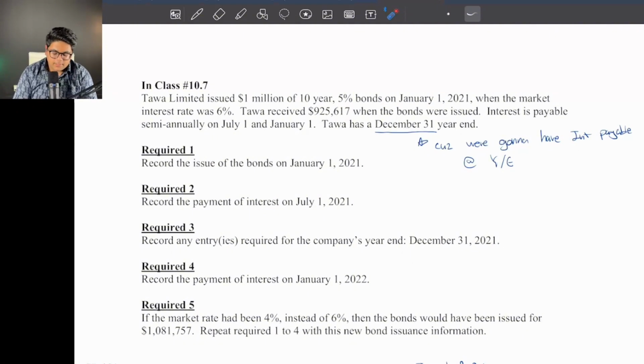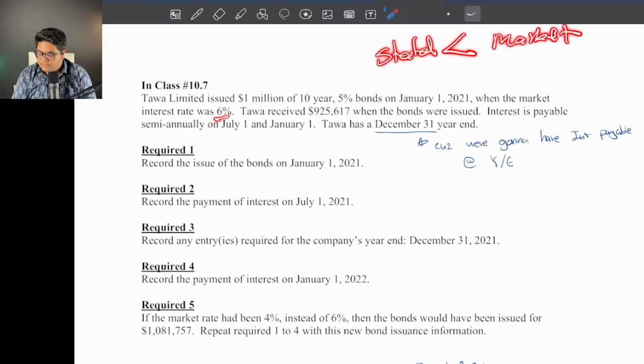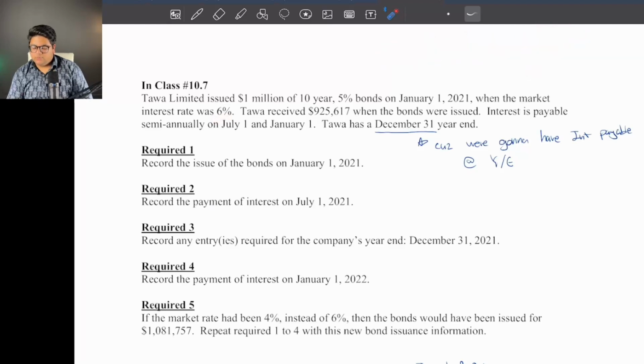So we're a company, we issue $1 million worth of bonds at 10 years and 5% on January 1st, 2021. The market rate is 6%. So stated is less than market. Customers could get more in the market. We need to incentivize them to get more here. So we're going to offer them the bond at a discount.